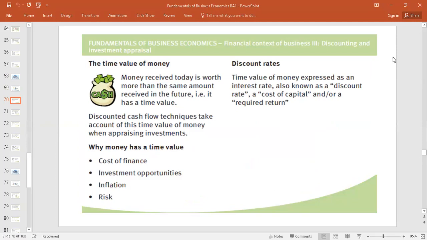the value of money keeps decreasing. So what were the reasons why money has a reduced value on account of time? Because of cost of finance, investment opportunities, inflation and risk. If the cash flows are discounted, the rate at which these cash flows are discounted is the concept we have to look into.